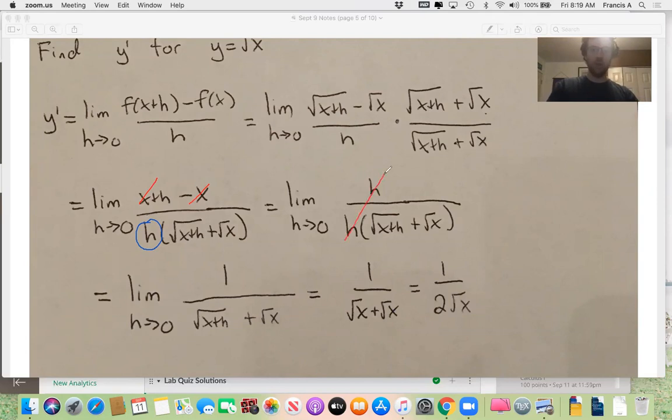This h over h cancels. And when you cancel, you also want to make sure that you still have a fraction, so there's this placeholder 1 on the top. On the bottom, you just have these square roots. But now this is the kind of limit you can find by evaluating. So if you put h equals 0 into this, you don't get 0 over 0 anymore. You get the square root of x plus the square root of x, which are like terms, so you can add them together, and you get 2 times the square root of x in the denominator.